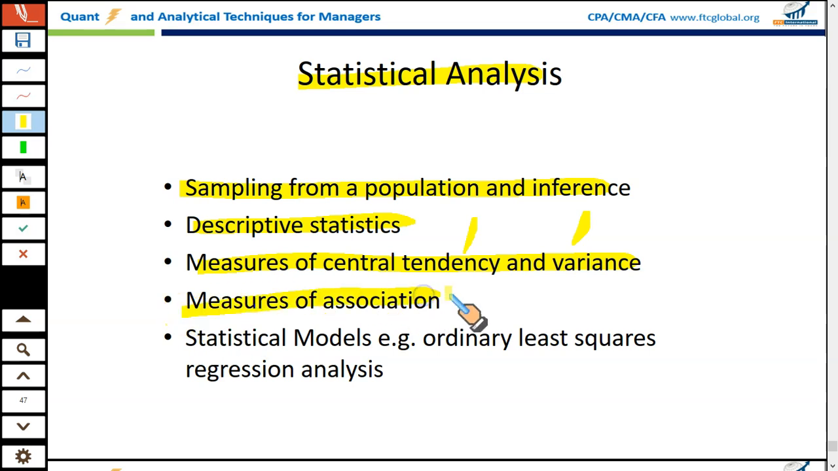Measures of association, correlation clearly. Techniques to determine how strongly two variables are related, such as correlation or regression coefficients, and then we use statistical models like ordinary least squares regression analysis. We use them to predict or explain one variable based on the value of one or more other variables.